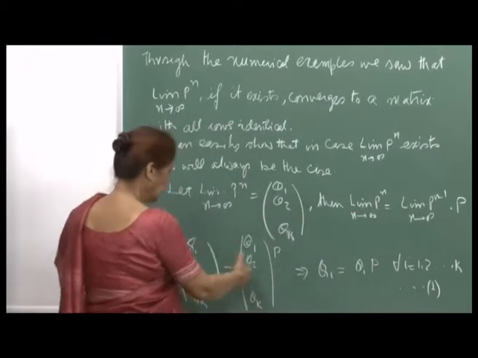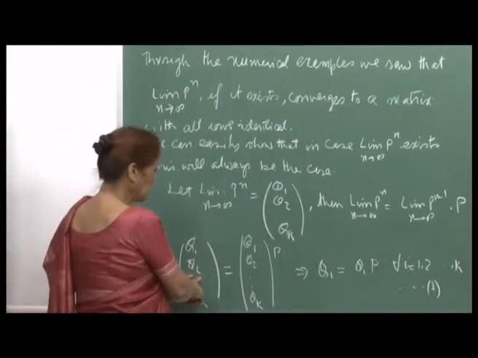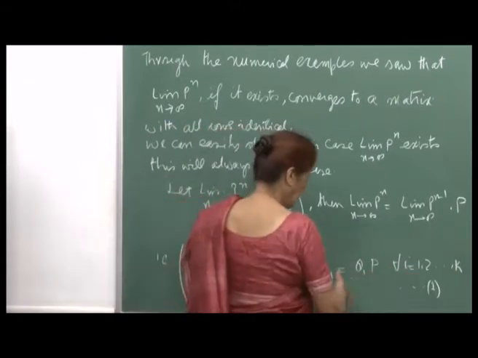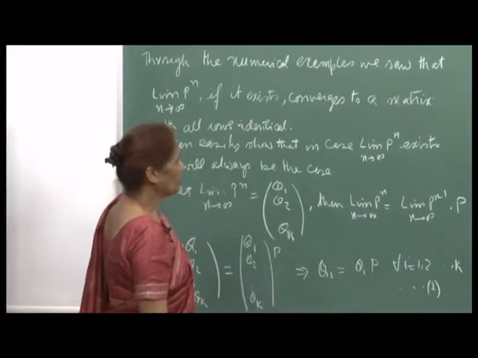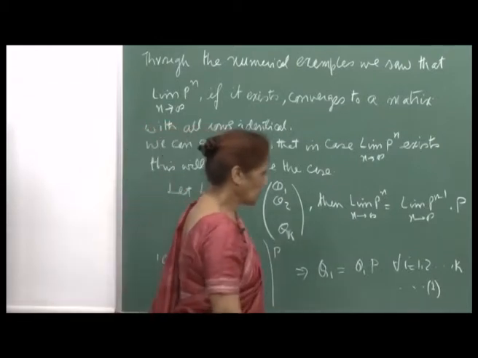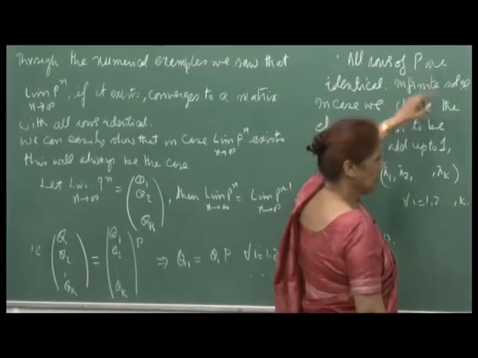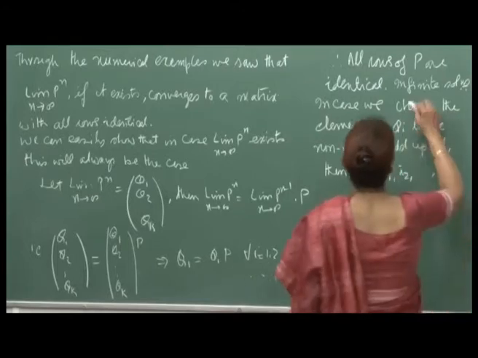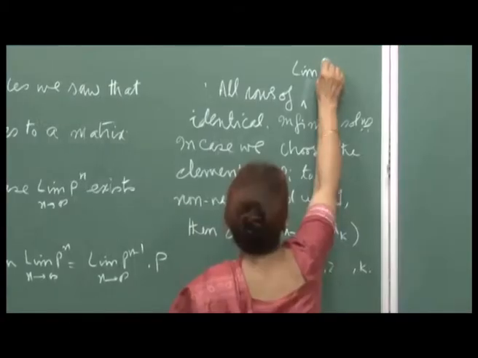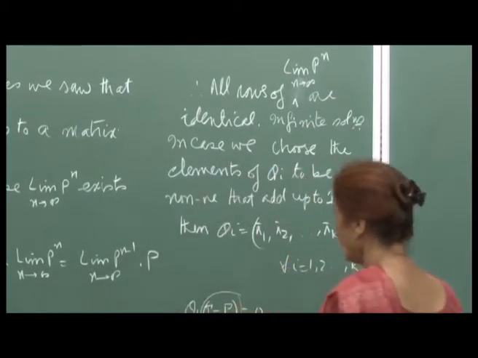In the limiting case this reduces to this system, and from here you can say that qi, the ith row, would be the ith row post-multiplied by P. This holds for all i. I should not say rows of P; what I want to say is that if P is your transition matrix, all rows of limit P^n as n goes to infinity are identical.